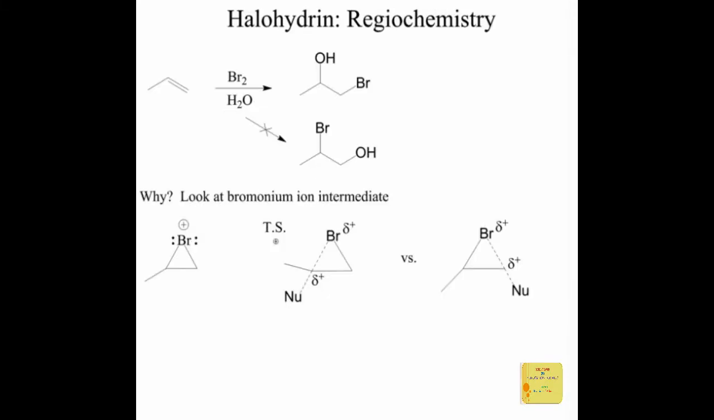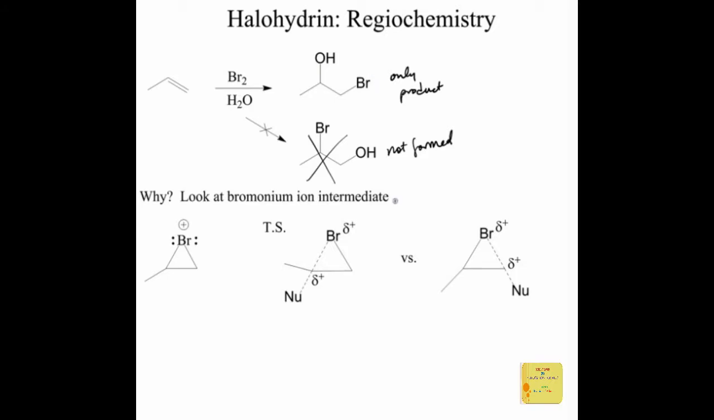Now, because we're adding 2 different groups across the double bond, we need to think about regiochemistry again. In other words, which carbon gets the bromine, which one gets the OH. And the regiochemistry that's observed is shown here. The major product formed is the one on the top here, where the OH goes on the middle carbon and the bromine goes on the end carbon, and the other product is not formed. So we need to explore this a little more to understand why this would be the major product that's formed.